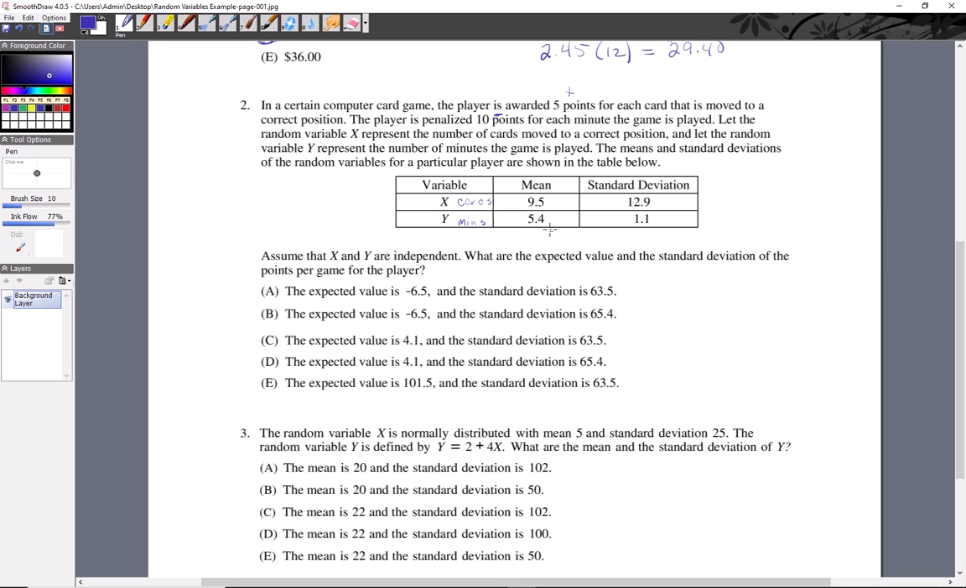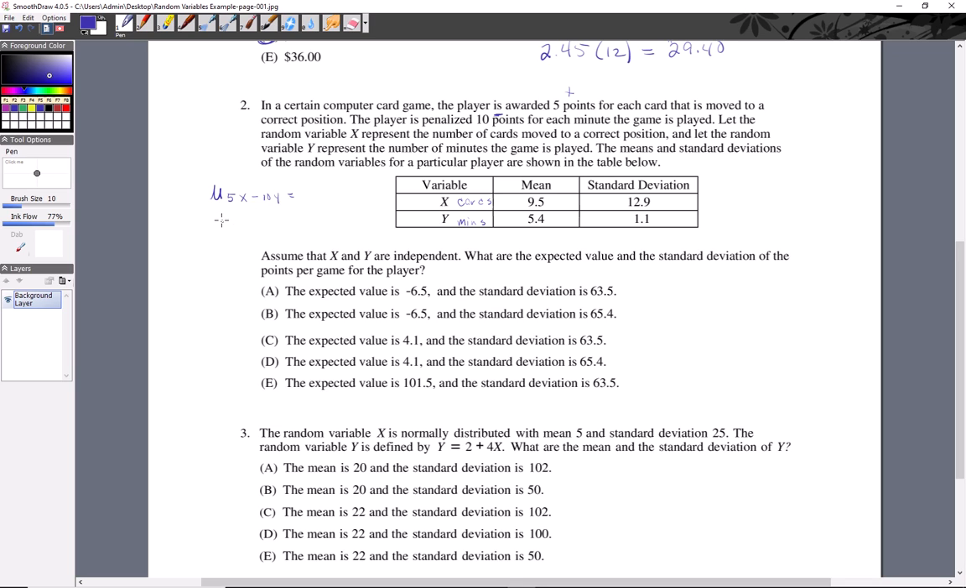And we have the average of each one. There's your means and standard deviations and everything in your table. All right, assume that X and Y are independent. What is the expected value and the standard deviation of the points per game? All right, so we can convert cards and minutes into points added, points subtracted, and come up with some kind of a mean for the points.